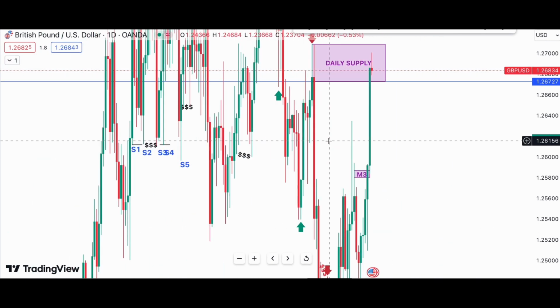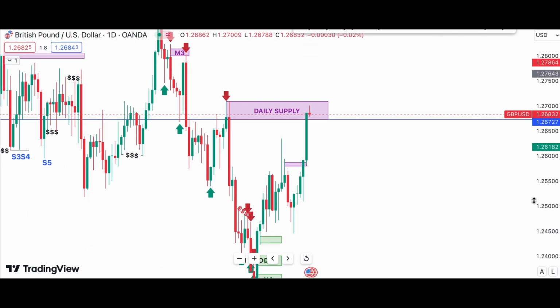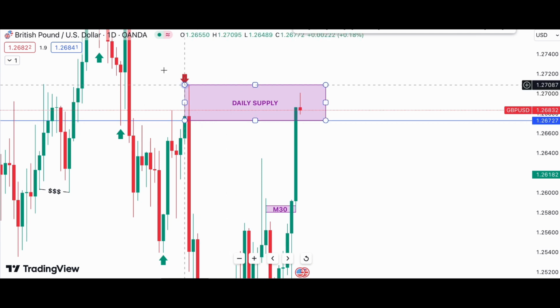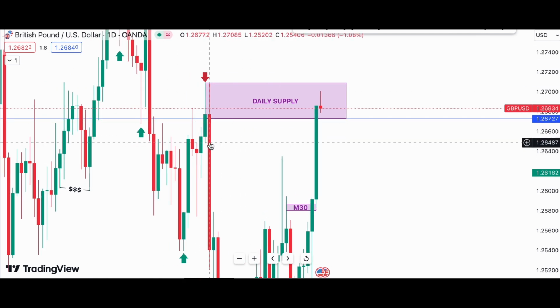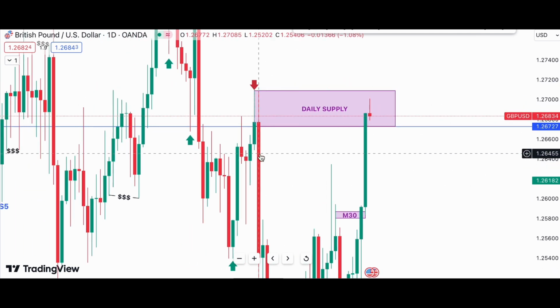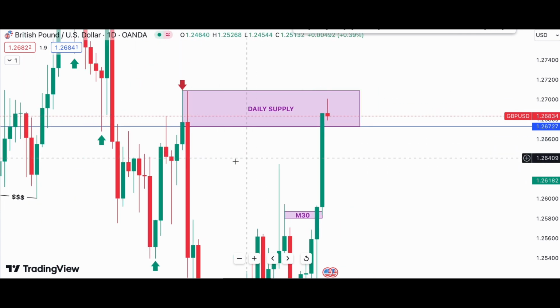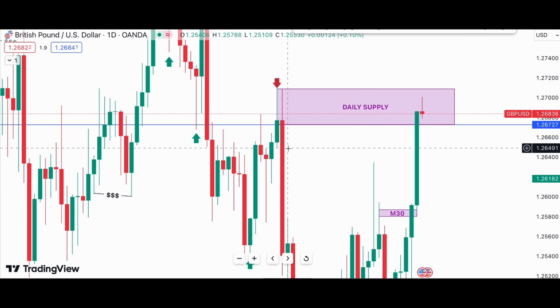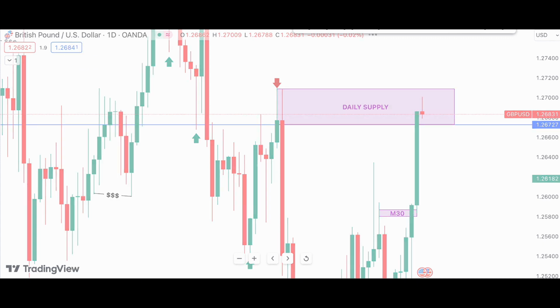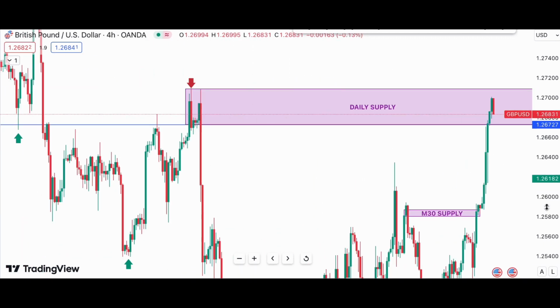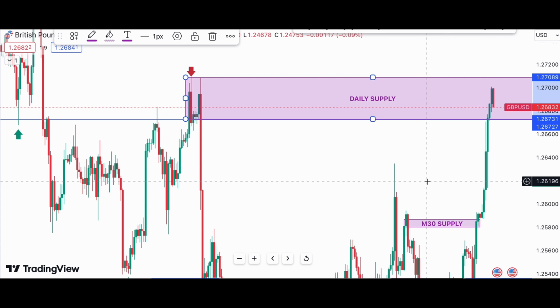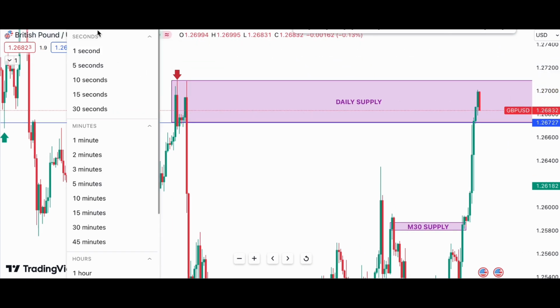So the GU is very perfect. As we can see here, this is the daily supply zone. Originally we can see the daily supply zone is very big, right? These last bullish candles seem too big. Then we go into H4. H4 is much more reasonable, but it still has more than 30 pips.